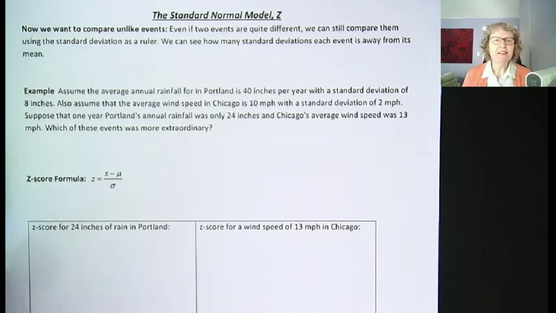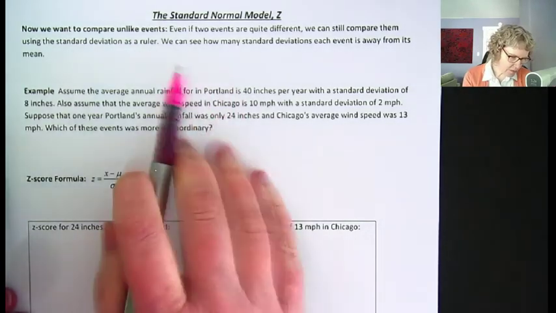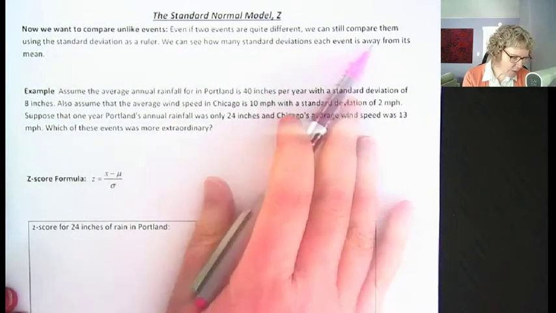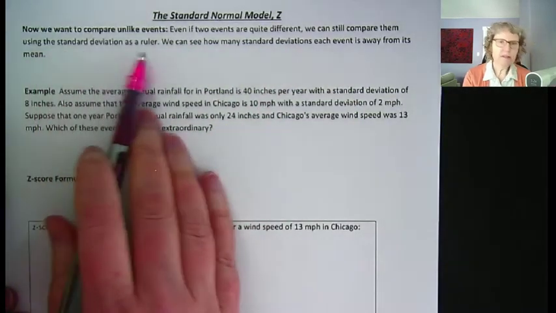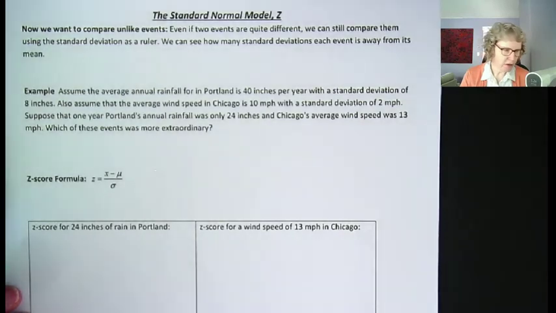Hi there. In this video, we're going to talk about the standard normal model, which is labeled Z, and we're going to talk about z-scores and learn what they are and how to calculate them. First of all, the standard normal model, we use this when we want to compare unlike events. So even if two events are quite different, we can still compare them using the standard deviation as a ruler.